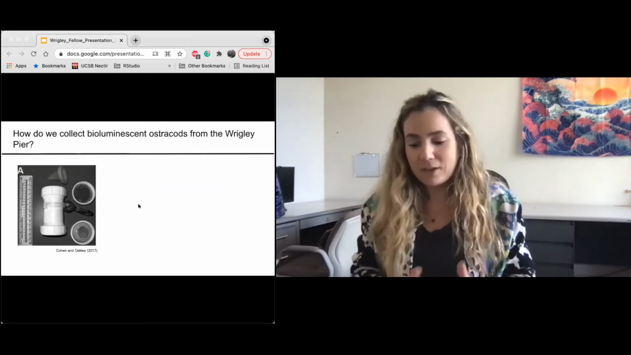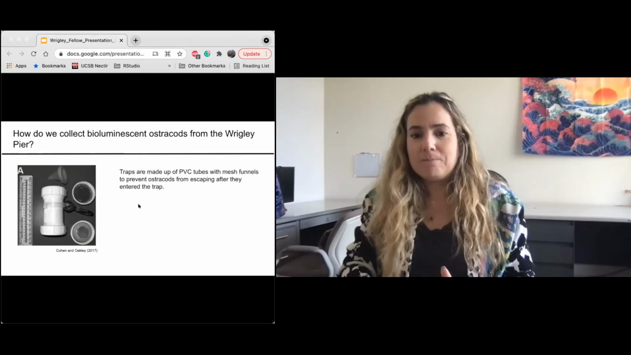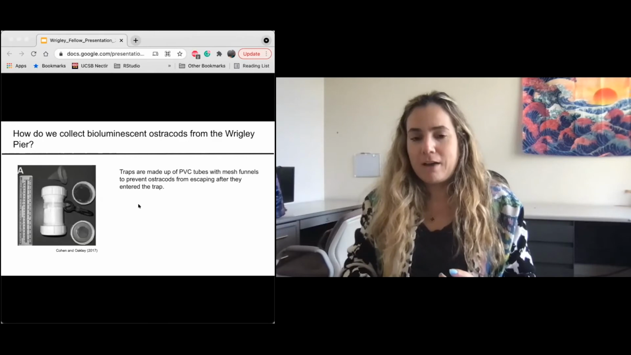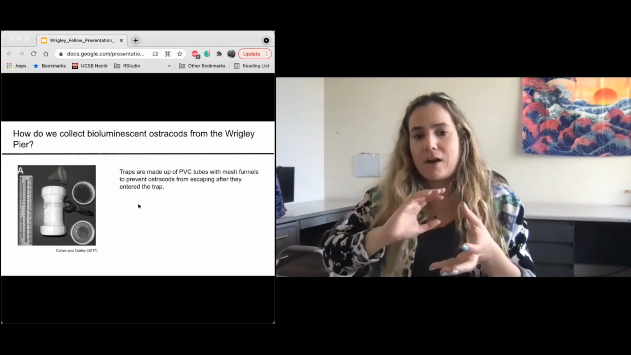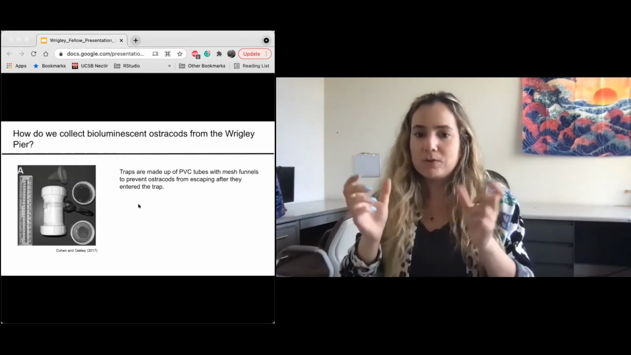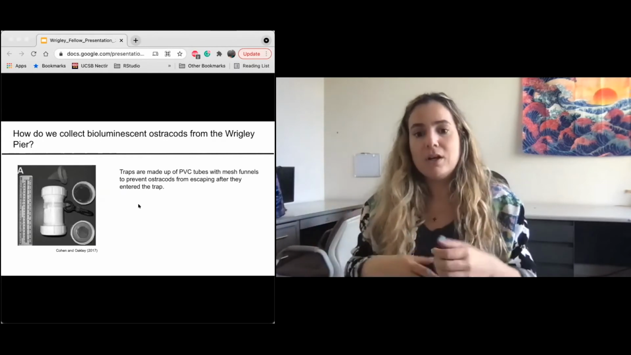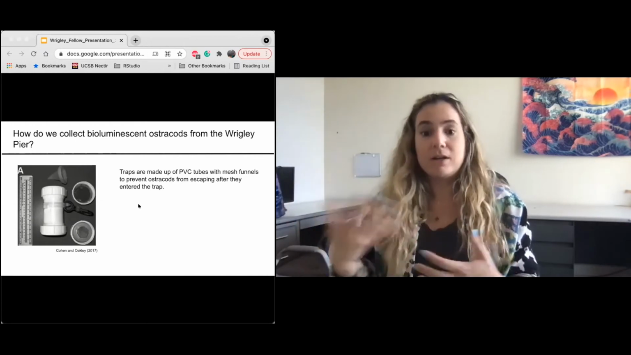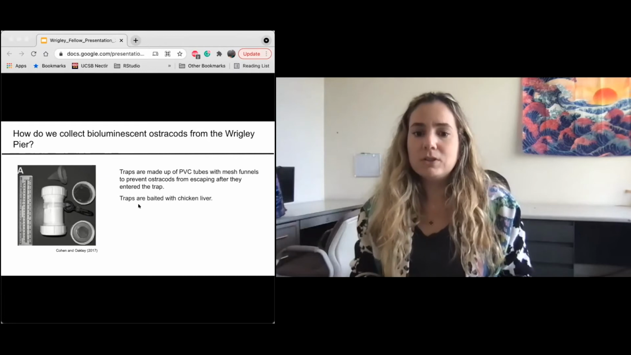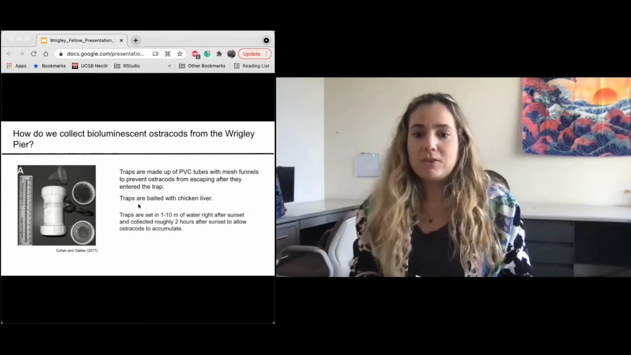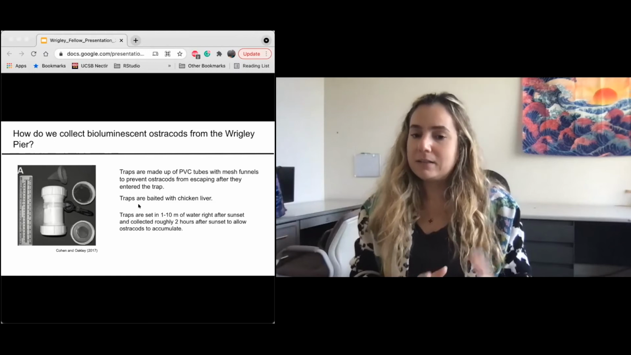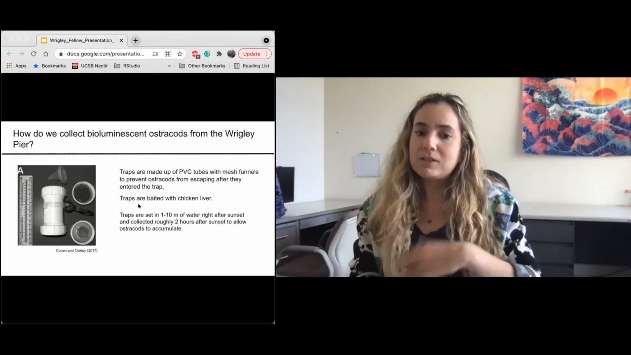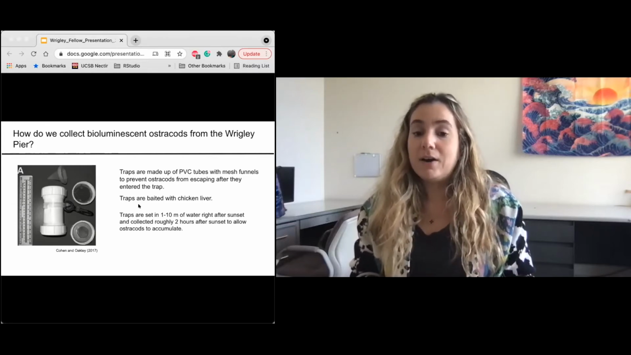And so how do we do that? We collect them in these PVC traps. On both ends, we put a mesh, and we also put a little mesh funnel, allowing ostracods to get into the PVC trap but not escape. We usually bait the traps with chicken liver, and the traps are set in about 8 to 10 meters of water right after sunset, and they're collected roughly 2 hours after sunset to allow ostracods to accumulate.